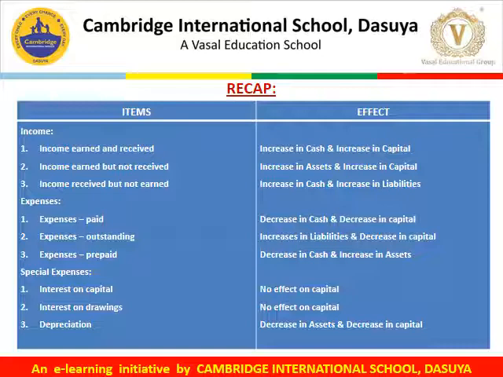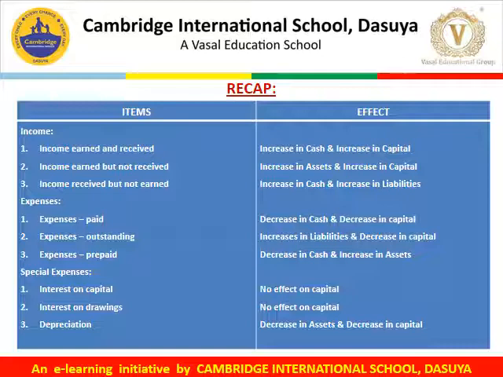Now come to expenses. Expenses if paid: the effect on the accounting equation would be decrease in cash because expenses are paid in cash. It will also decrease the capital. The second one is expenses outstanding. Expenses when due but not paid become outstanding expenses. Since expenses are incurred, it will increase our liabilities. But expenses also have an effect on the capital, so it will reduce the capital. So the effect would be increase in liabilities and decrease in capital.